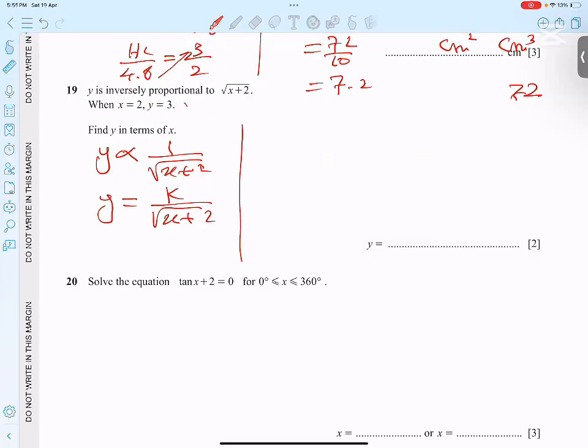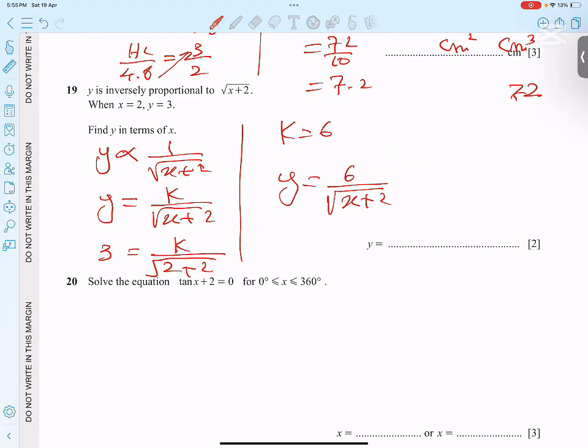Okay, so let's move on. I'm going to plug in this x value and y value. The y value is 3 and the x value is 2. 2 plus 2 is 4, the root of 4 is 2, and 2 multiplied there, I got 6. And that 6 I plug back into the equation. So we got 6 over the root of x plus 2, because he was asking us to write y in terms of x. Y in terms of x. This is our final answer.